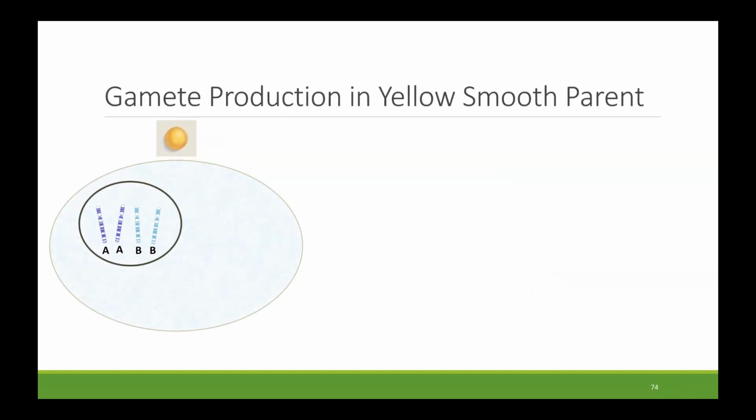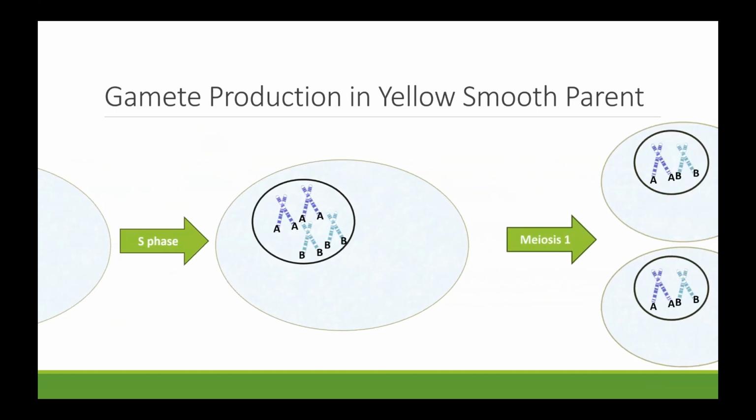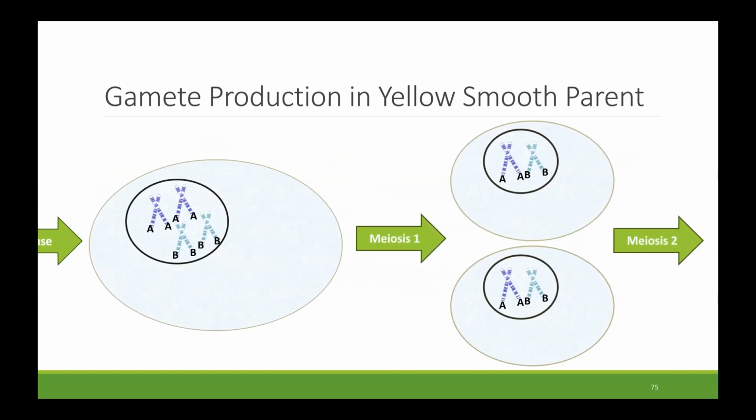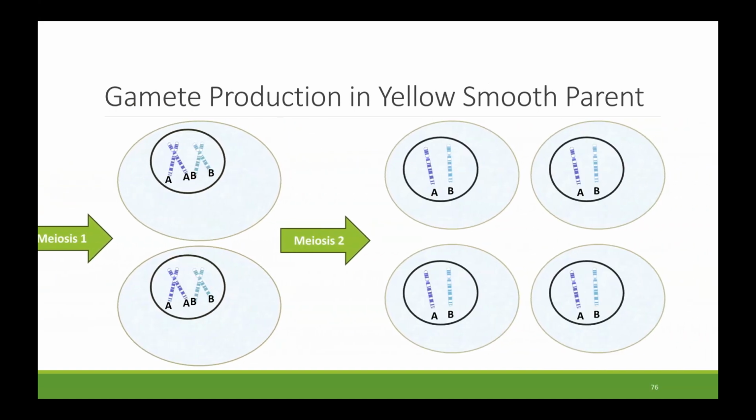So here we have a germ cell in the smooth yellow parent. You can see its genotype is labeled on the chromosomes. During S phase of the cell cycle, these chromosomes get duplicated, and then in meiosis I, the homologous chromosomes are pulled apart into two separate cells, and then when meiosis II comes along, the sister chromatids split, and you get haploid gametes that have one allele for each characteristic.